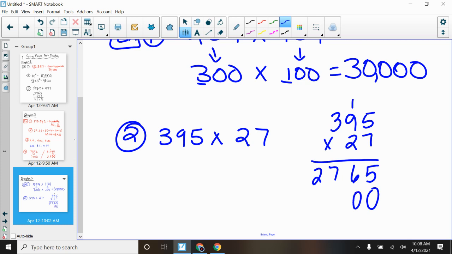9 times 2 plus 1 is? 19. 3 times 2 plus 1 is? 7. And the final step is add it all together.